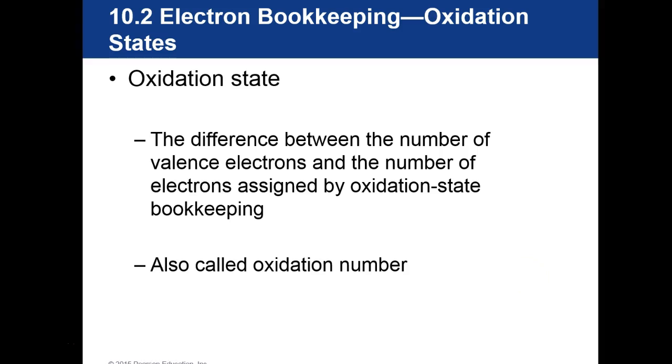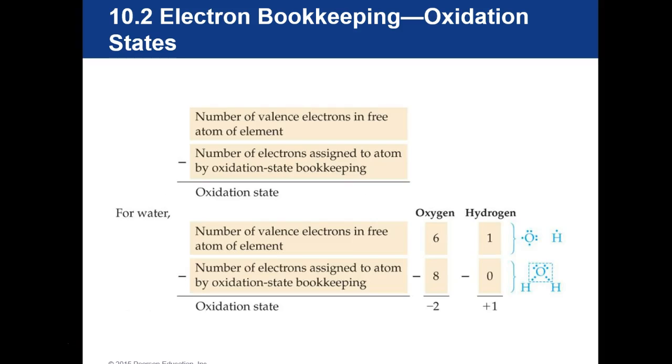With the oxidation state, we're looking at the difference between the number of valence electrons and the number of electrons assigned by oxidation state bookkeeping. We call this the oxidation number. So for water, the number of valence electrons in the free atom of the element minus the number of electrons assigned to the atom by oxidation state bookkeeping. So if oxygen has 6 valence electrons and oxidation state bookkeeping says 8, hydrogen has 1 but oxidation state says 0, we can see we have a -2 and a +1.